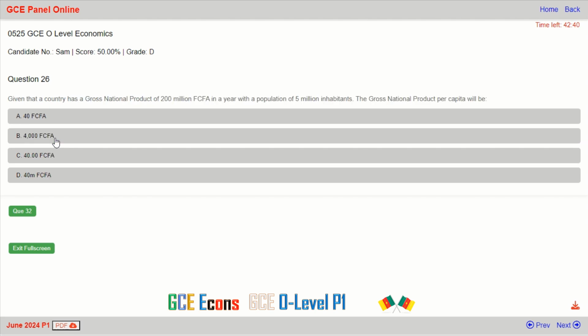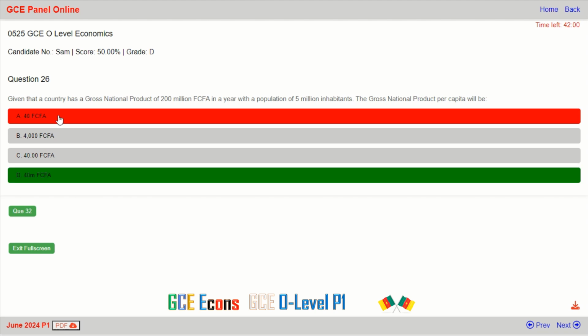Given that the country has a gross national product of 200 million FCFA in a year with a population of 5 million inhabitants, the gross national product per capita will be, well, this one is clear, right? Okay. So when you do your simple calculations, I think you already know the value. When this division is done, that's 200 divided by 5, which is 40, right? Okay.